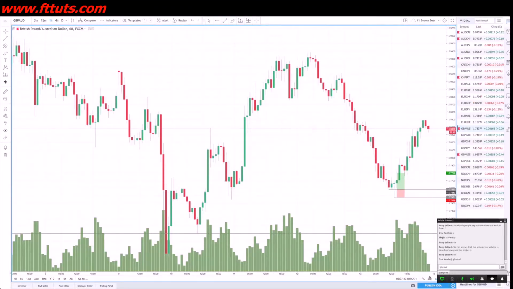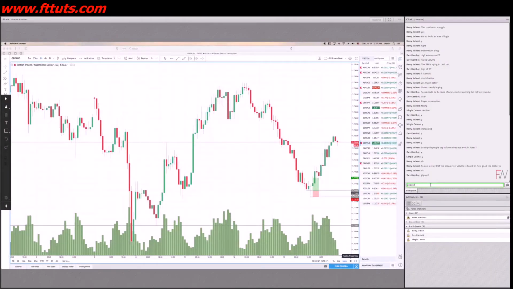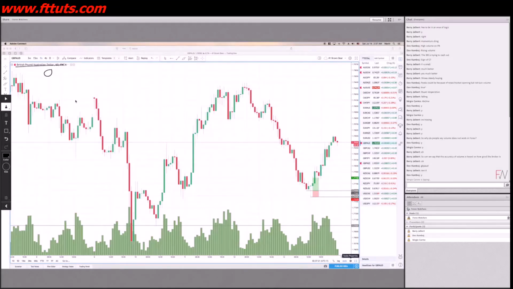Okay, let me take a screenshot. There we go. Okay, let me know when you see the circle and the word Pound Aussie. Yeah, okay. So now we have this market that's in front of us.